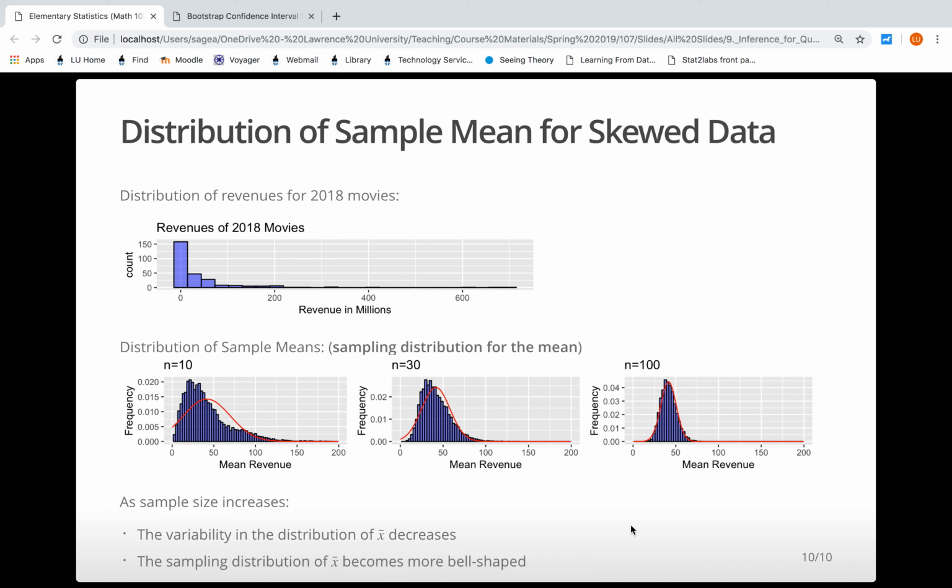In the next video, we'll talk about how to use what we saw here with the distribution of the sample mean and the T distributions to perform hypothesis tests and get confidence intervals for quantitative data.